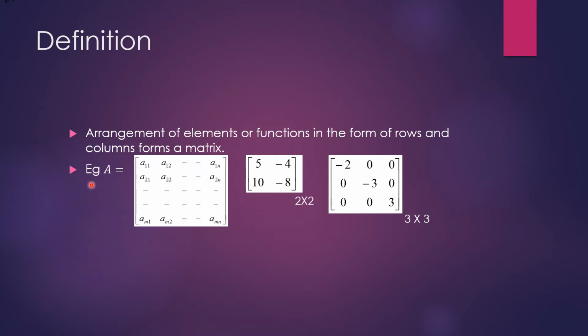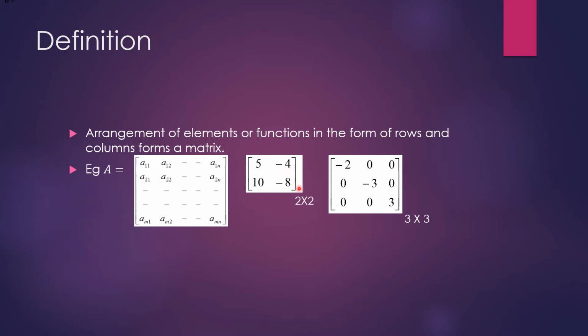Here I have taken an example of a matrix in which these horizontal lines are called rows and these vertical lines are called columns. So if I take a simple example, this matrix has two rows and two columns. So it is written as 2 by 2. What is that? We'll see later on.